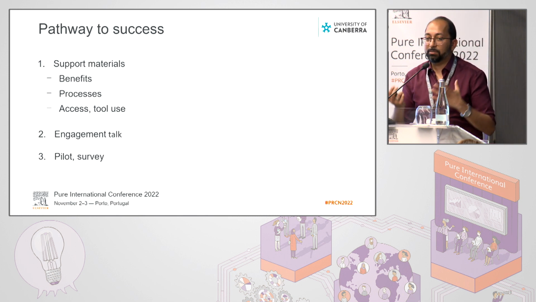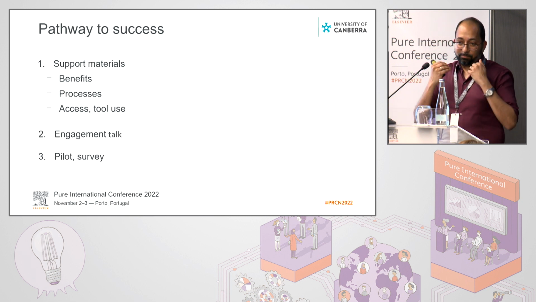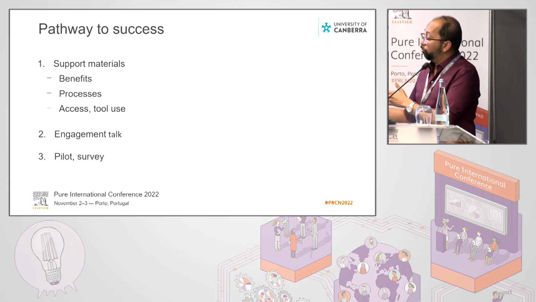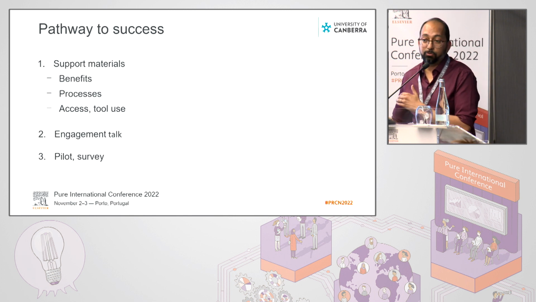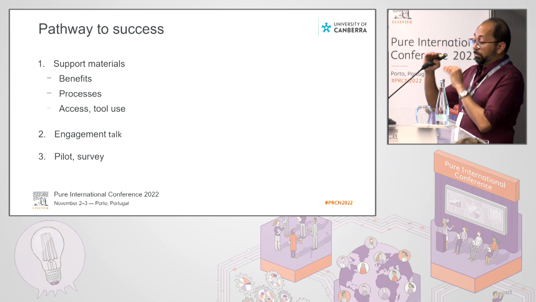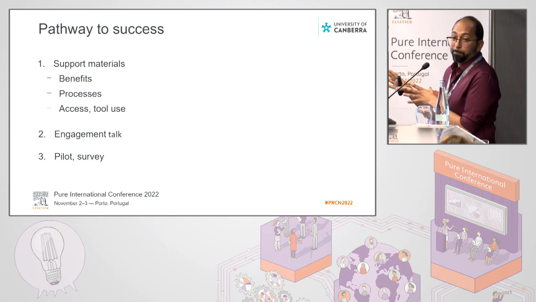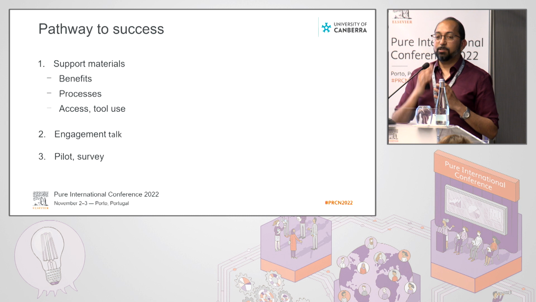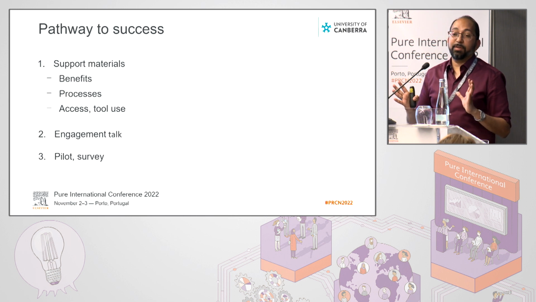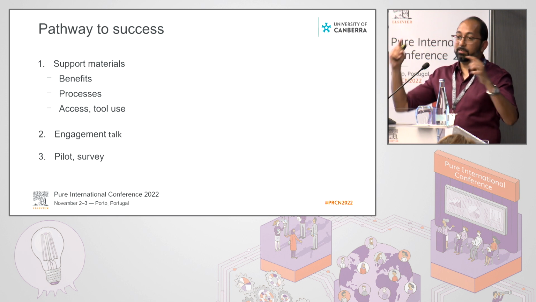So the pathways to success was, firstly, we had to develop support materials. And in the support materials, we needed to emphasize the benefits of research data management planning, the processes that they needed to go through, and how to access and what tools to use. So this was having to have that whole holistic view, as well as all the little intricacies. And this was a big challenge because when we took up this project, the e-research team was very, very new. And when I stepped into it, our e-research pages were full of information, but you couldn't make sense of it because it's mainly data dumps with links.